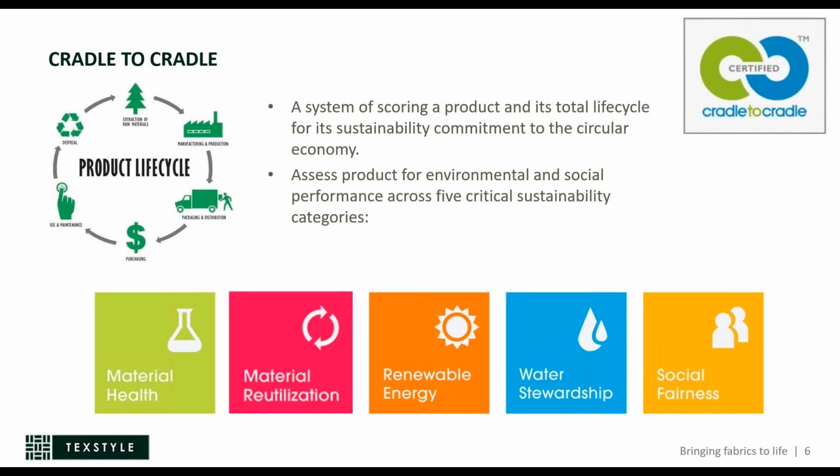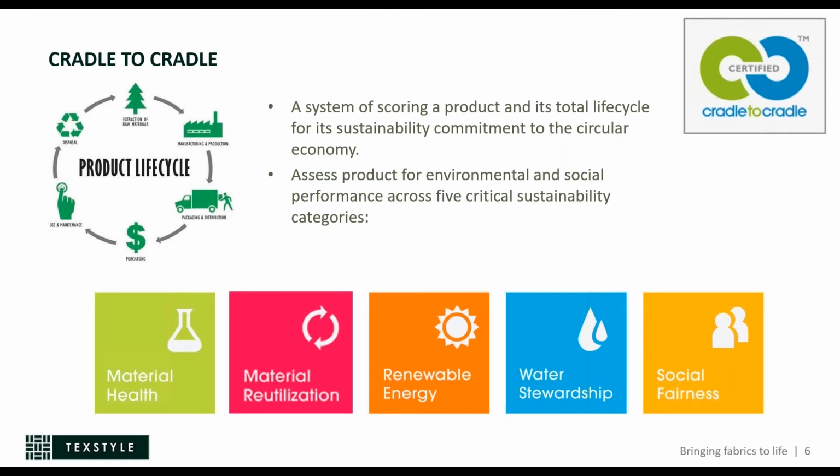Now let's talk about what a cradle-to-cradle certification is. Cradle-to-cradle is a system of scoring a product along with its life cycle for its sustainability commitment to the circular economy. To receive certification, products are assessed for their environmental and social performance across 5 categories. First category, material health. This category is meant to assess if the chemicals being used are as safe as possible for humans and the environment.